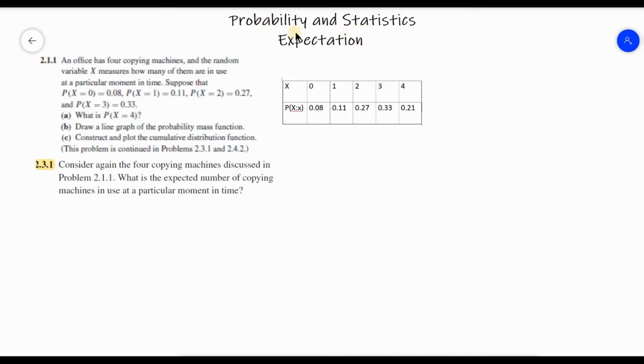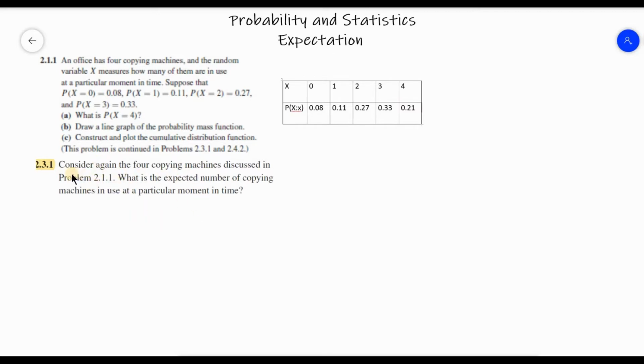In today's video of probability and statistics, we are going to practice a problem from the topic expectation. Now we are going to continue the problem that we did in our video for the discrete random variable, which is 2.1.1, and we will be continuing that problem in this video. I'll stick the link of the previous video in which this problem was solved and we obtained this table, and continuing that we will do today's problem.